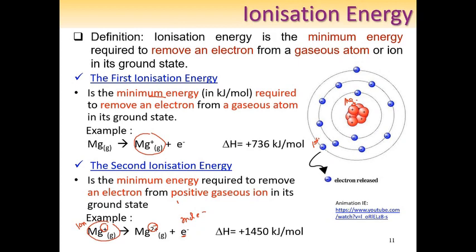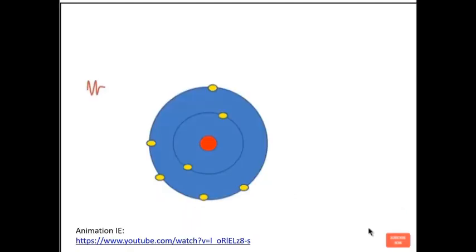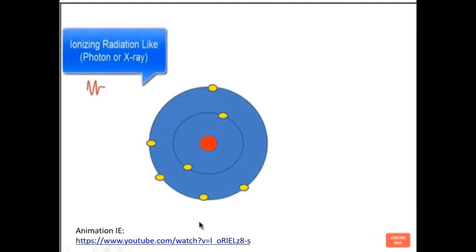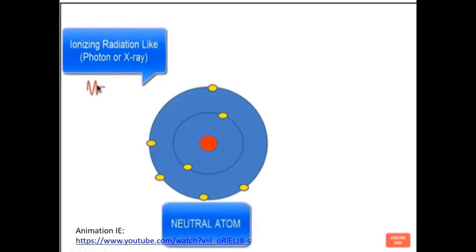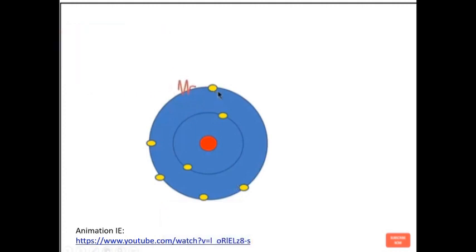Now let's look at the animation of how the first ionization process takes place. When energy such as a photon or X-ray is applied and that energy passes through the gaseous atoms, the electron in the outermost shell will be pulled out due to the electrostatic forces. So from the neutral atom, it will form the ion.